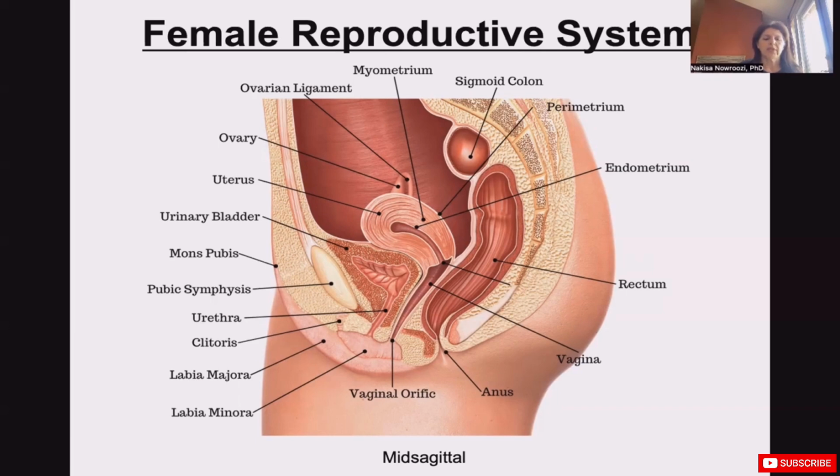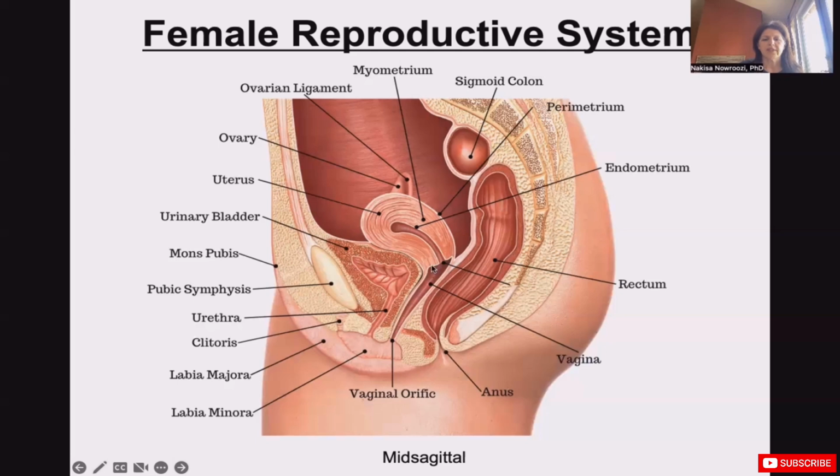Here, again, we're looking at mid-sagittal view. This is called mons pubis, right here. This is called labia majora, and you have urinary bladder. This is urethra. We have uterus that has layers. The outer layer is perimetrium. The middle layer is myometrium. The inner layer is endometrium.